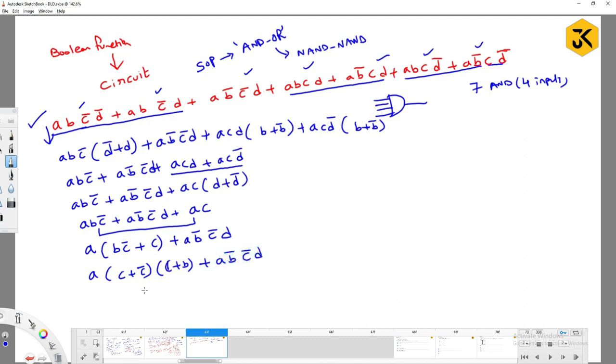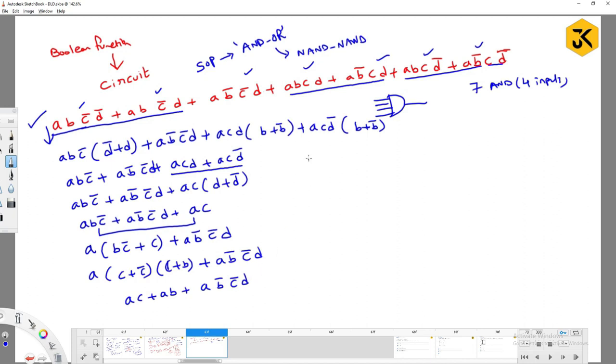So now C plus C bar means what? 1. So now I am going to again apply the distributive property. Then what are you going to get? AC plus AB plus AB bar C bar D, right? Now, can I simplify this expression again?